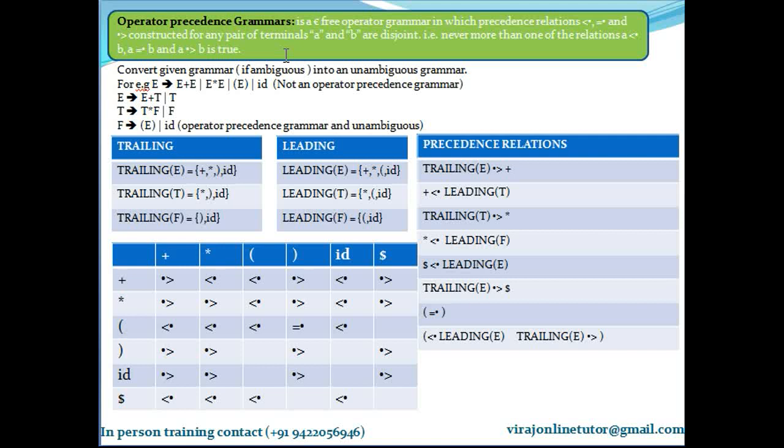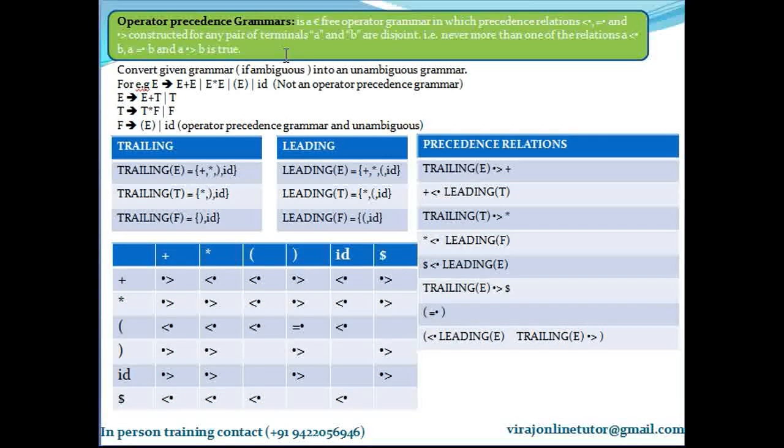So operator precedence grammar is an epsilon-free operator grammar. The reason I am saying operator grammar is that it cannot have two consecutive non-terminals. The second constraint for operator precedence grammar is that it should be epsilon free. So it cannot have two consecutive non-terminals, plus it cannot have an epsilon in it. And also the precedence relations constructed for any pair of terminals are disjoint. That is, never more than one relation can hold true between a pair of terminals. Only then can I consider that a grammar is an operator precedence grammar.